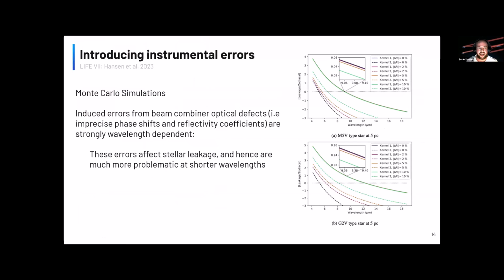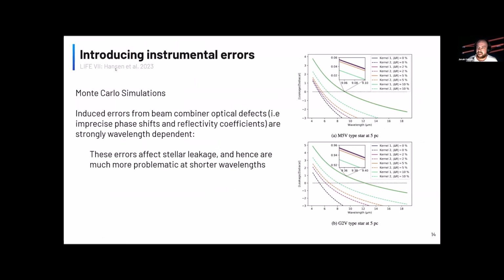We also, though, started looking at instrumental errors, which is probably going to be a big topic that the instrumentation and technology team are going to be bringing up over the next 2 days. And notably, instrumental errors are worse in the shorter wavelengths. That's kind of the take-home message.